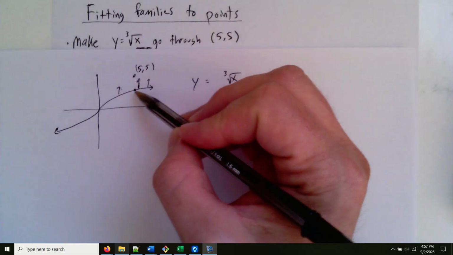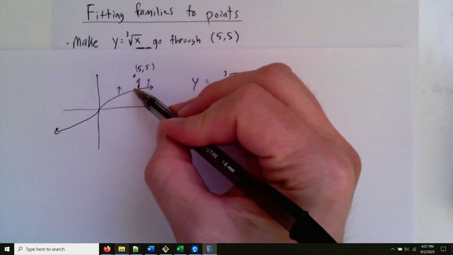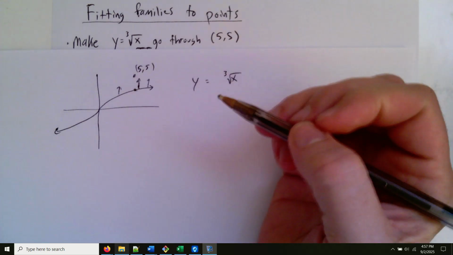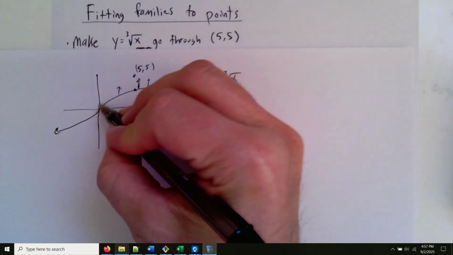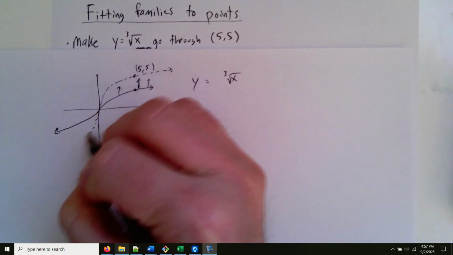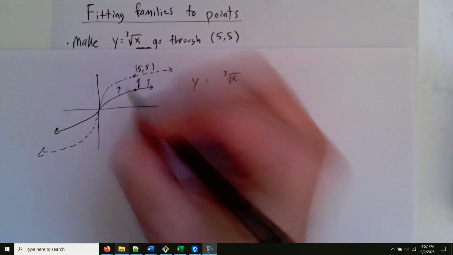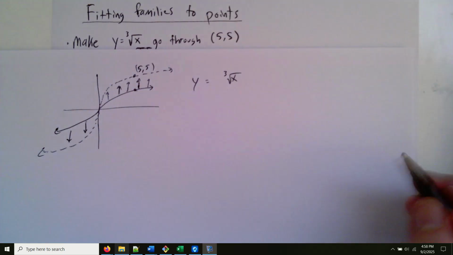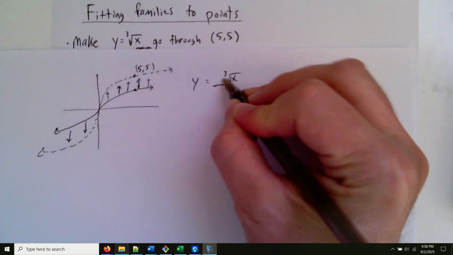But the problem is I don't want to double my y values. I need to multiply them by whatever the right stretch amount is to reach here. So what's that going to be? Let's sketch in what we want it to look like. We want it to look something like this. And again, these arrows are meant to indicate that we are dilating. So I don't know what the right factor is.